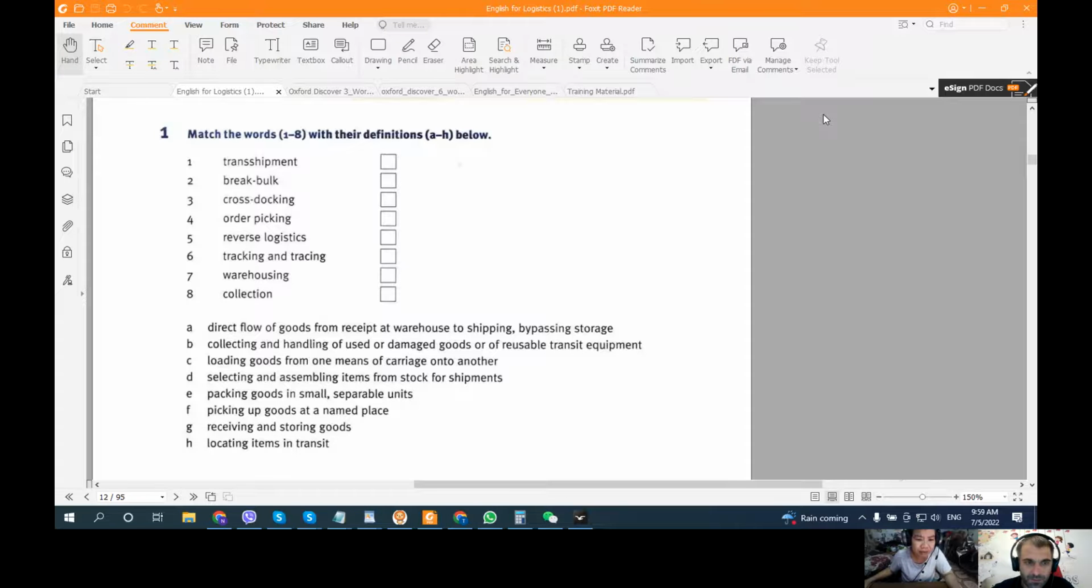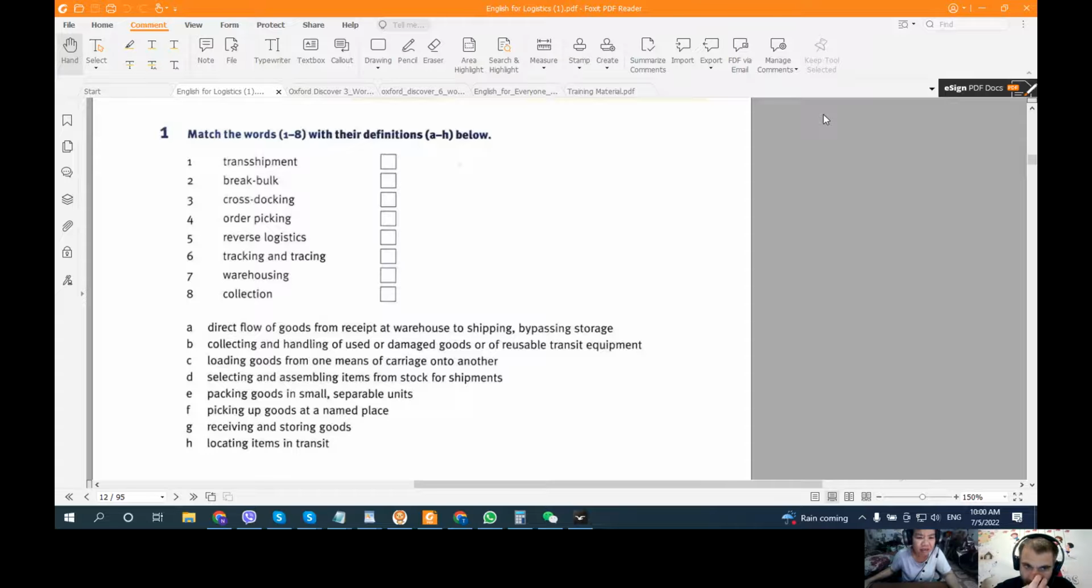Transshipment, cross docking, order picking, reverse logistics, tracking and tracing, warehousing, collection. Collection. I don't understand number two, number three, number four.